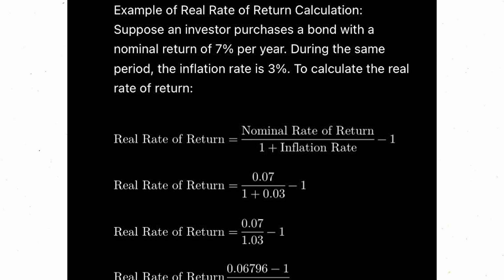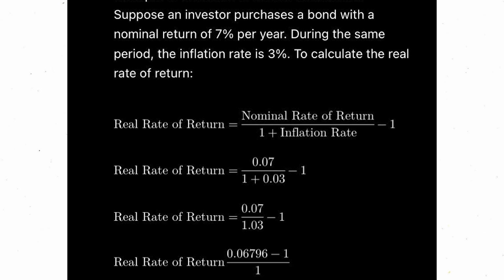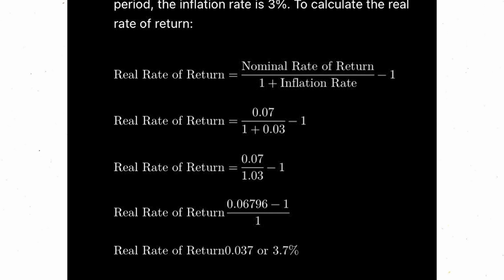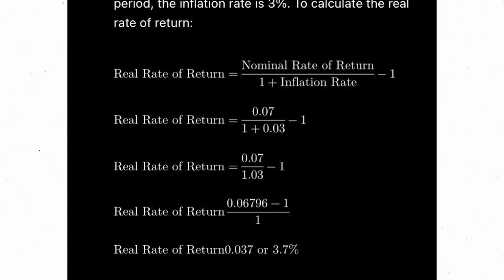Real rate of return equals nominal rate of return divided by 1 plus inflation, minus 1. Real rate of return equals 0.07 divided by 1 plus 0.03, minus 1. Real rate of return equals 0.07 divided by 1.03, minus 1. Real rate of return equals 0.06796 minus 1 divided by 1. I hope we understand the simple workings.